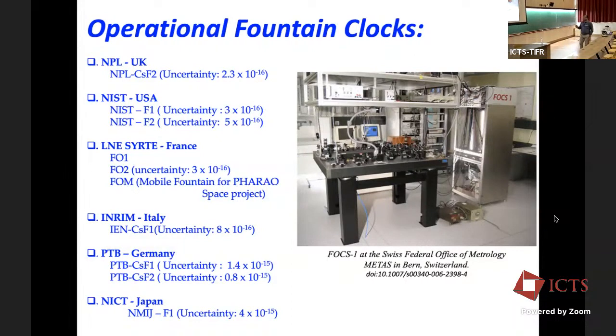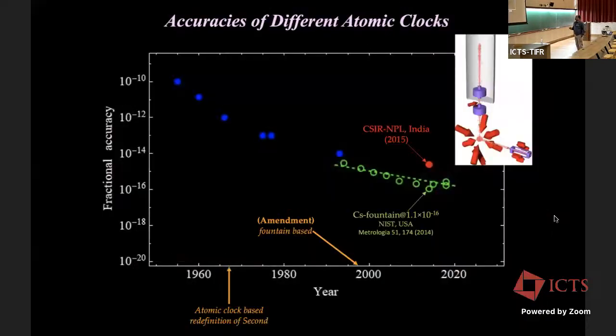The best accuracy of the cesium fountain clocks, which use an ultracold sample of cesium atoms, is something like 1.6 times 10 to the power minus 16. This is the fractional accuracy, and you can see how different cesium clocks have improved their accuracies over time. This is NPL India's fountain clock. In 2015, they reported something on the order of 10 to the power minus 15 fractional accuracy, and the best one is 1.6 times 10 to the power minus 16. So it's just one order of magnitude difference, but they are trying to revive these things again.